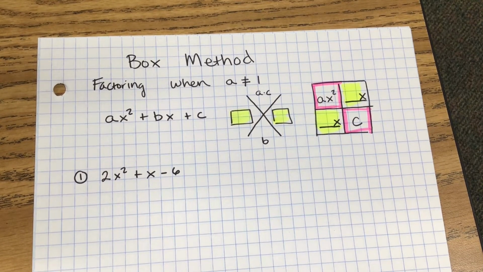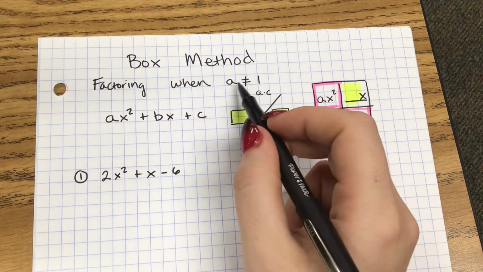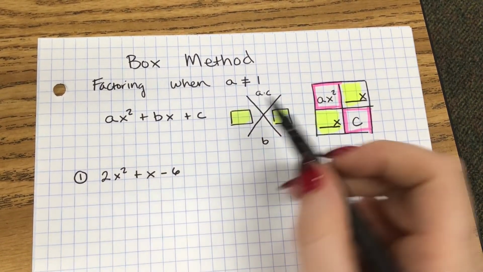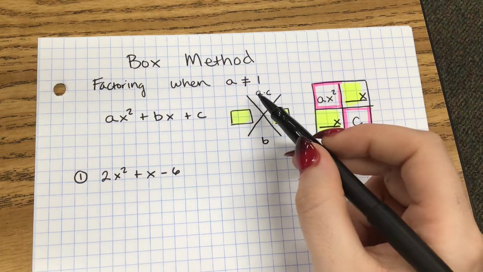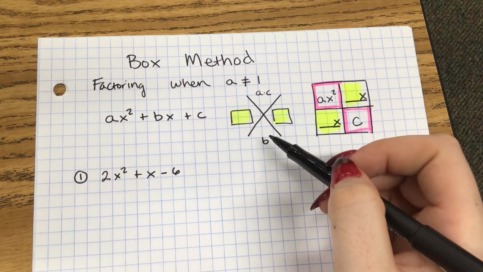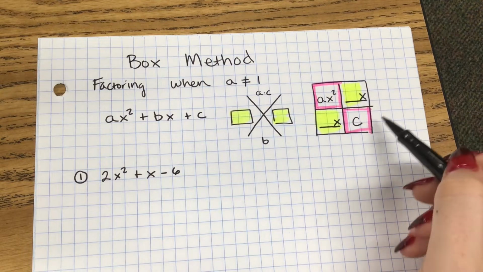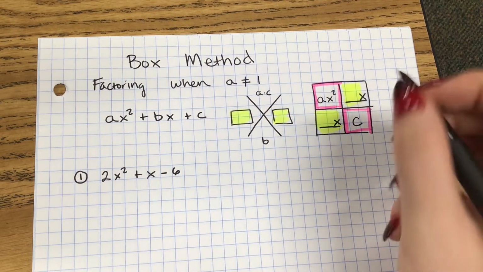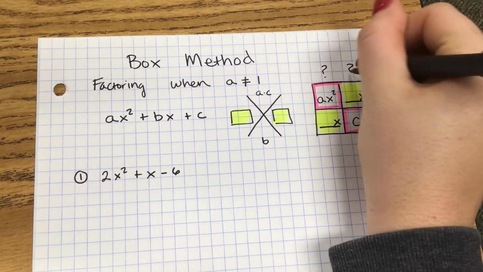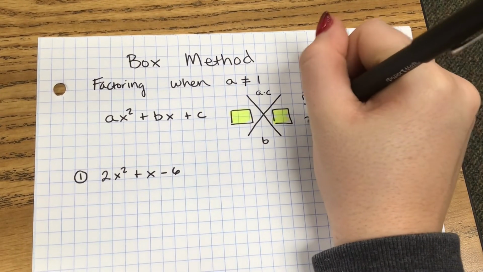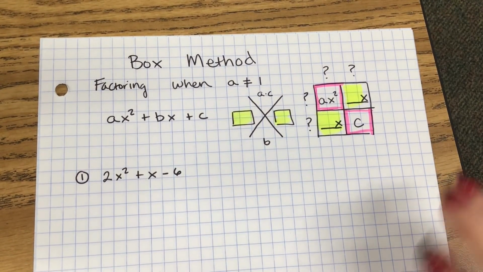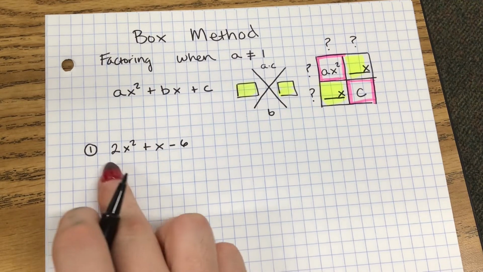This video is a different version of factoring when a does not equal 1. So we're going to be doing a similar idea where a times c on top and b on bottom, but rather than doing that grouping method, we're going to be putting it back into the box and then trying to figure out what values go on the dimensions of that box. So let's get started. We're given an equation.